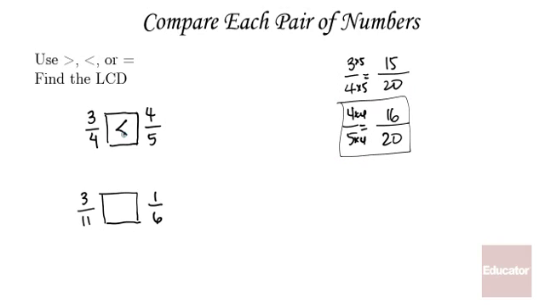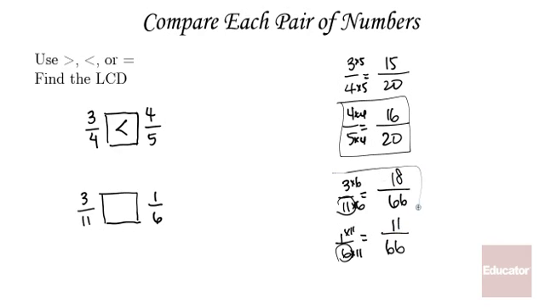Now let's try and compare 3 over 11 and 1/6. To think about common denominators, you could always multiply the two denominators with each other. 11 times 6 will give me 66. 11 times 6, so 3 times 6 is 18. 6 times 11, so 1 times 11 is 11. So now it's easy to see that 18 is larger than 11. So this is our larger fraction.